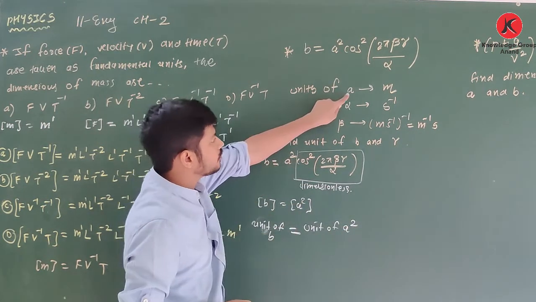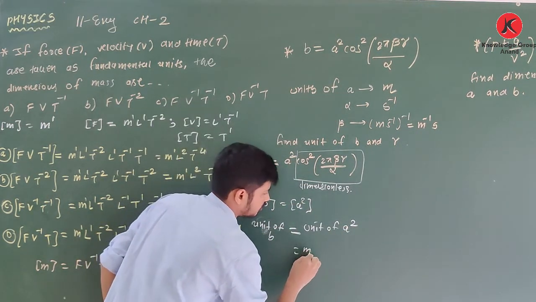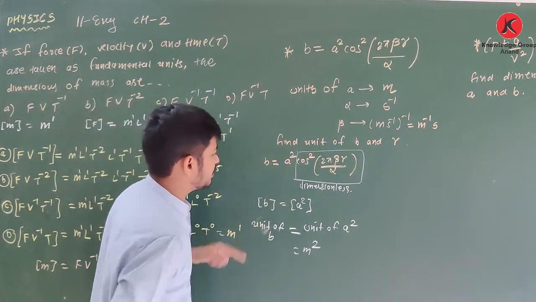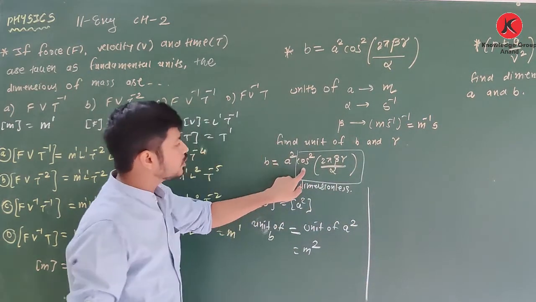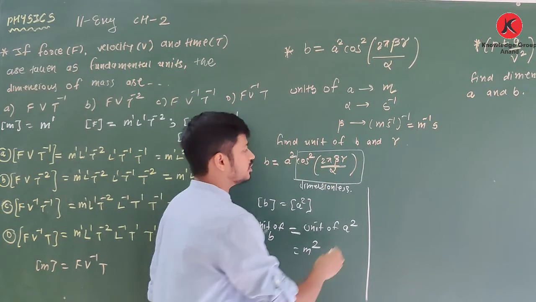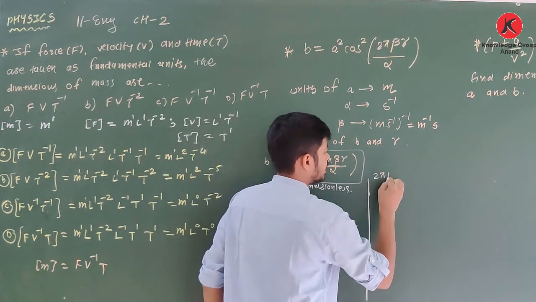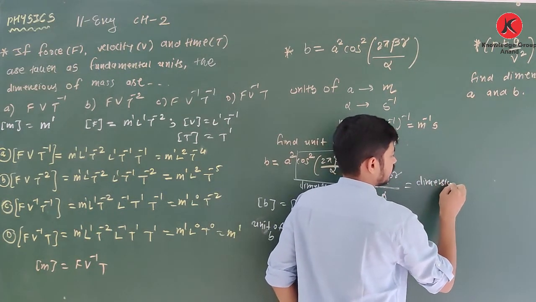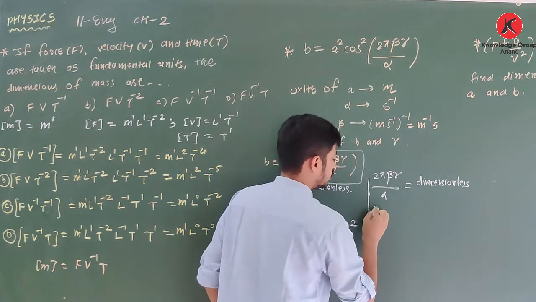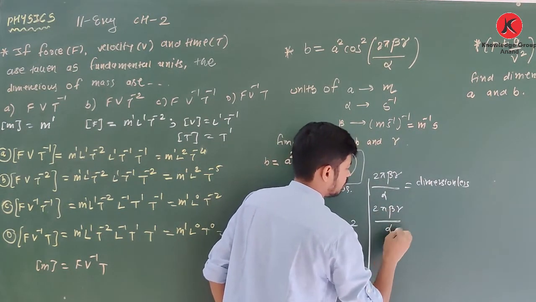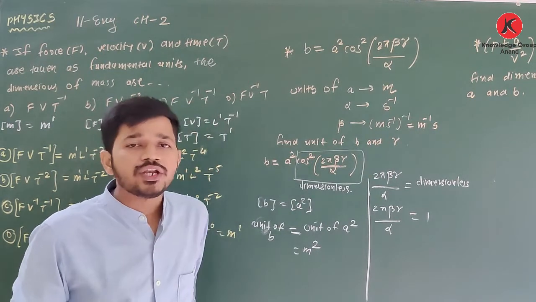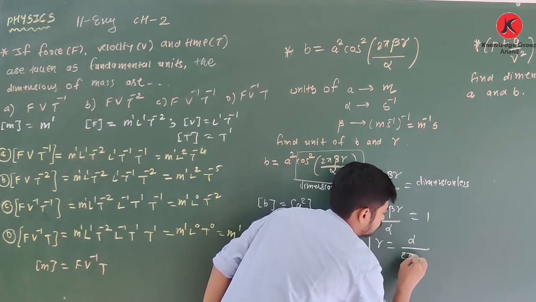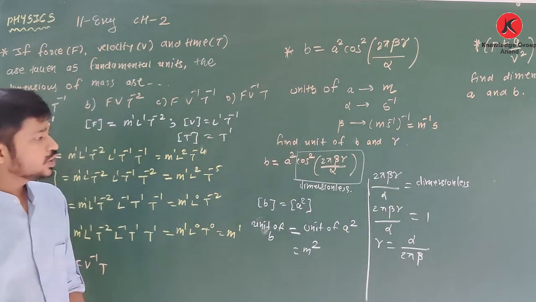What is the unit of a? Meter. So the unit of a square is meter square. Simple. Now, how to find the unit of gamma? As this cos square 2 pi beta gamma upon alpha is dimensionless, 2 pi beta gamma upon alpha is dimensionless. I can write 2 pi beta gamma upon alpha is equal to 1. Now, as you have to find the unit of gamma, make it the subject. Then gamma is equal to alpha upon 2 pi beta.